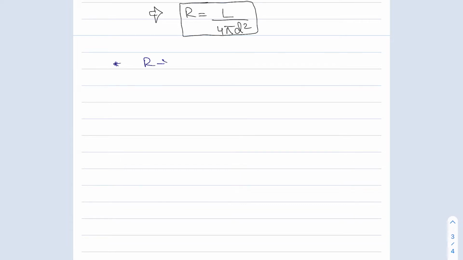R stands for radiant flux intensity. I love the word flux.